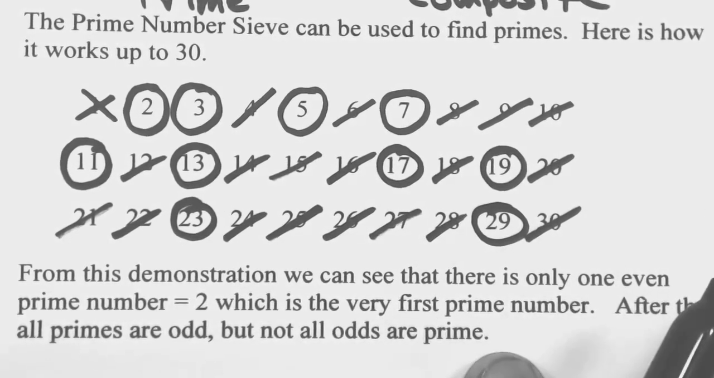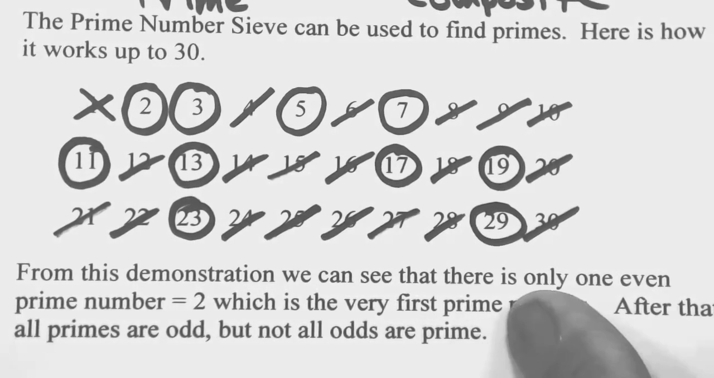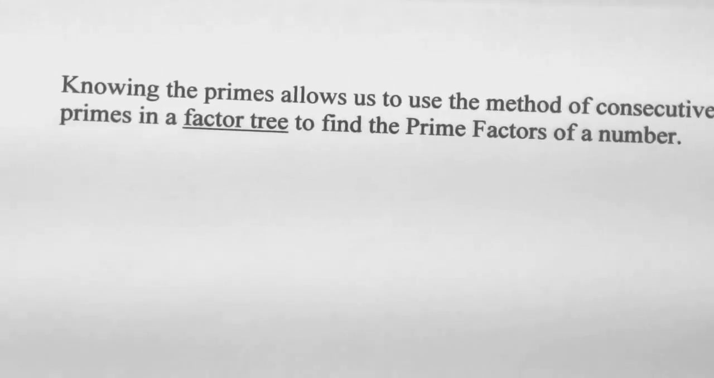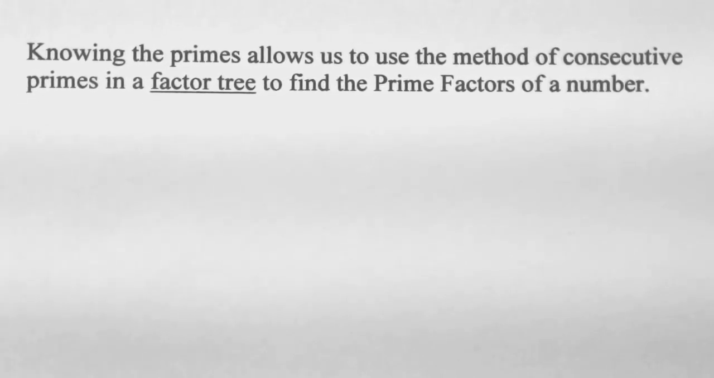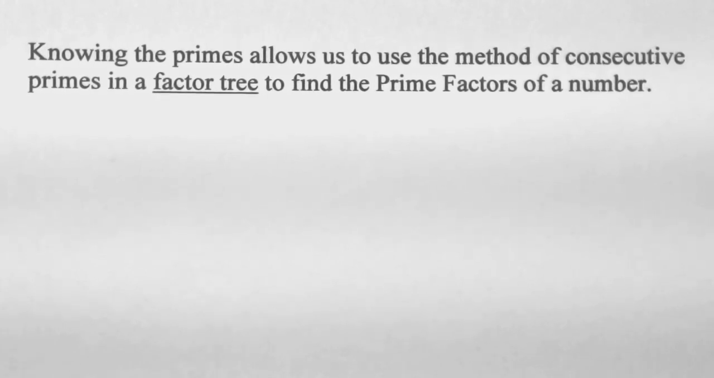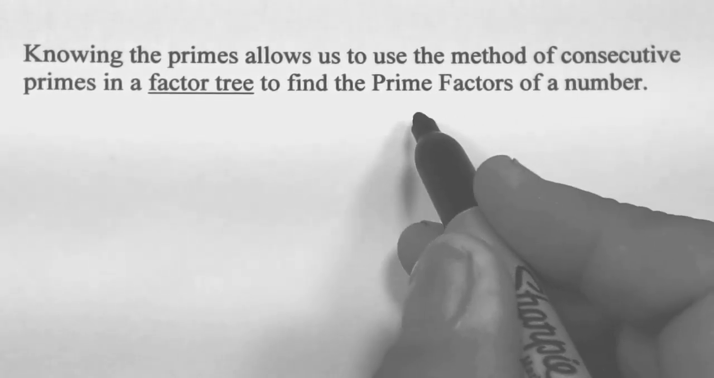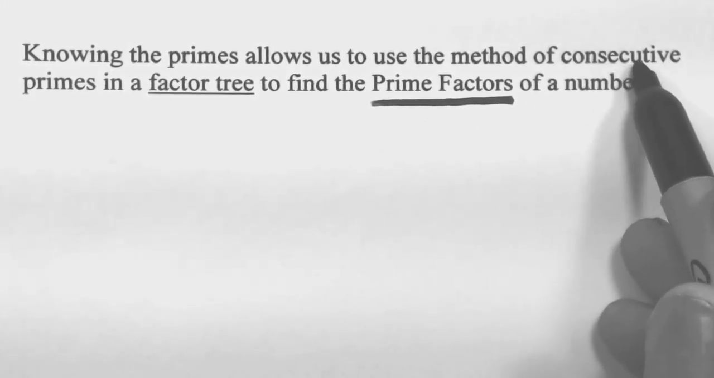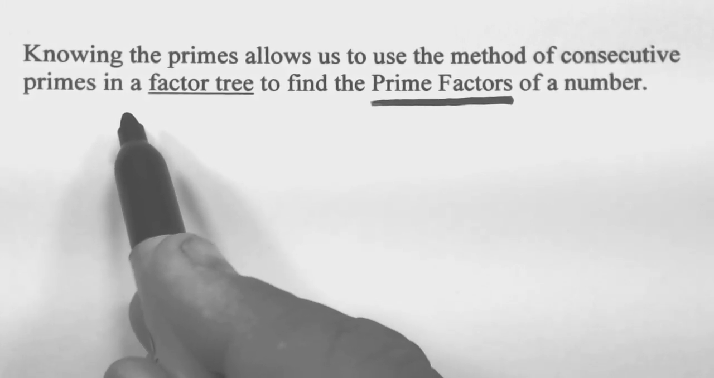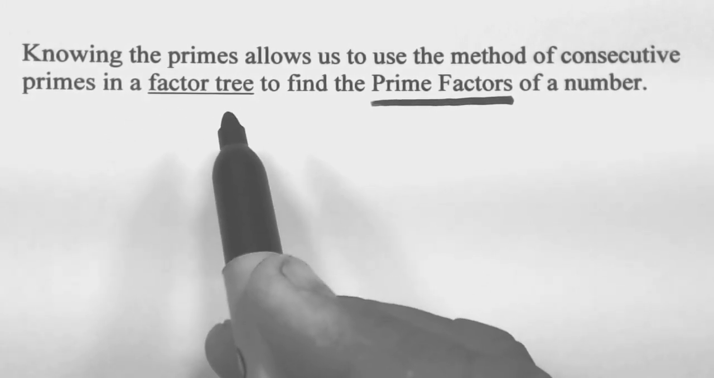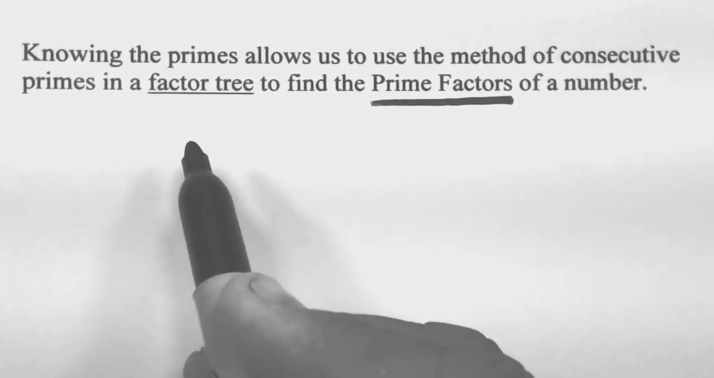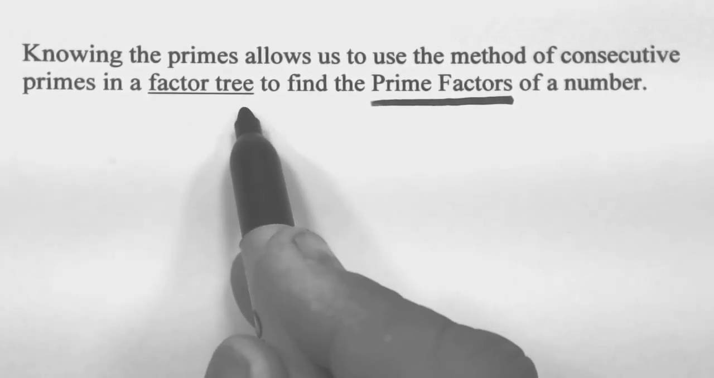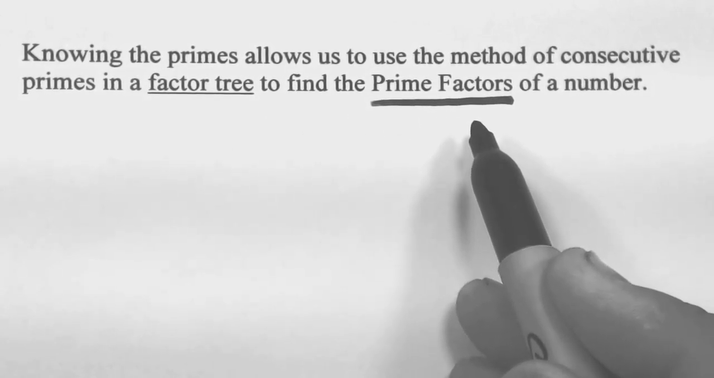So, knowing the prime numbers up to about 30 is important because we're going to use that when we talk about how to find prime factors. Now remember, we've had regular factors, no mention of the word prime, but now what we're going to do is find the prime factors of a number, and we're going to use the consecutive primes, take them in order, 2, 3, 5, 7, as we just found in the sieve, and we're going to use what's known as a factor tree to come up with these prime factors.